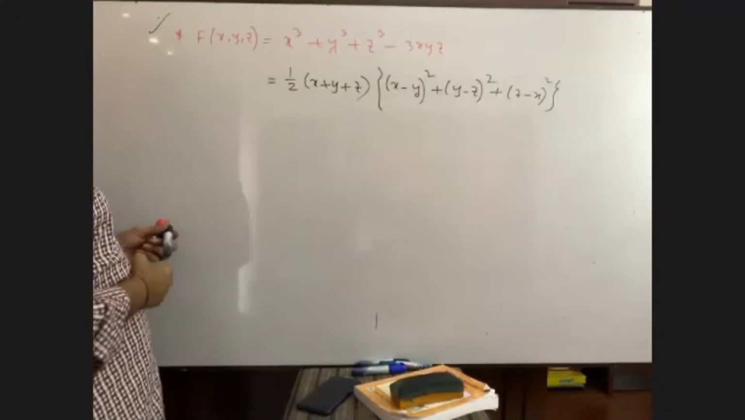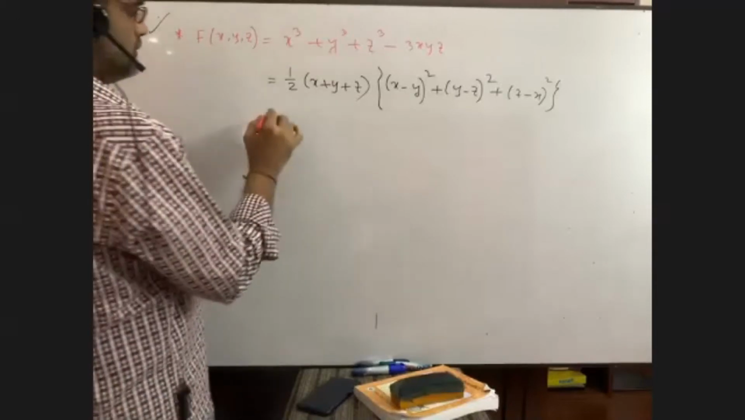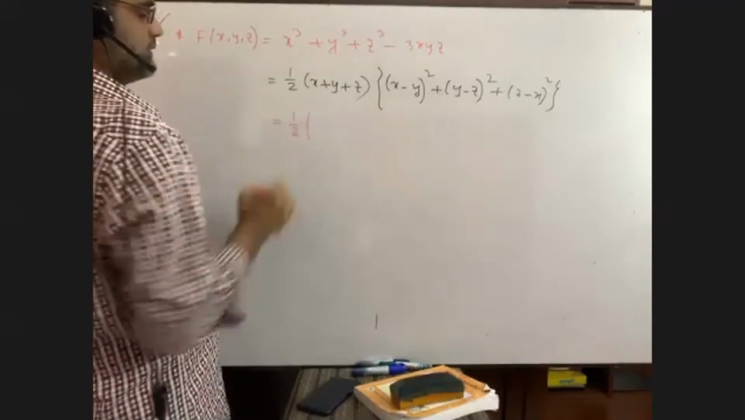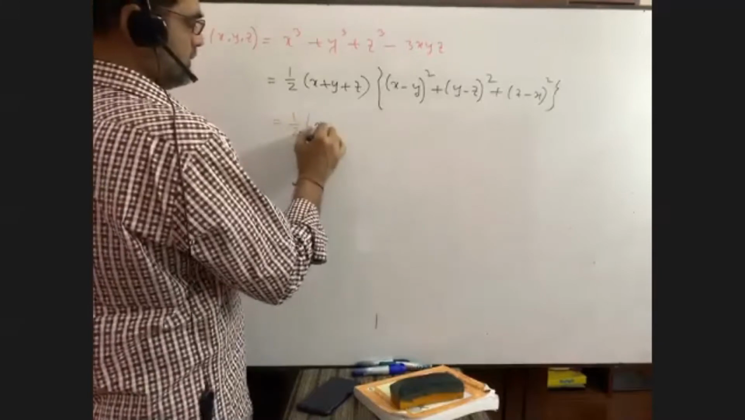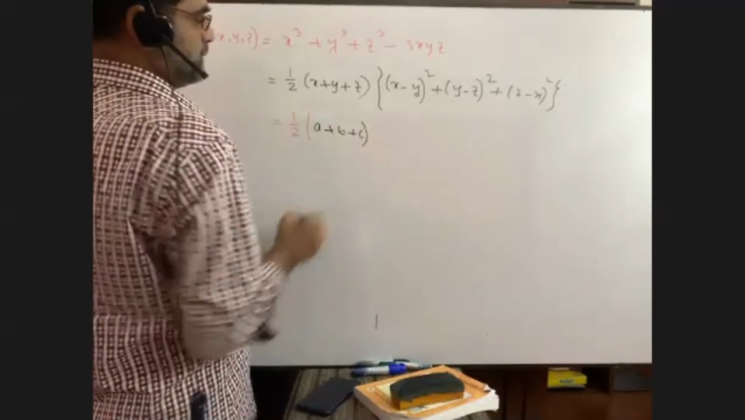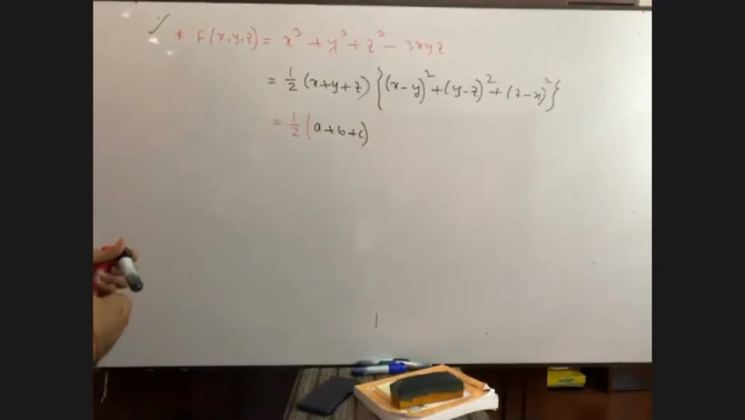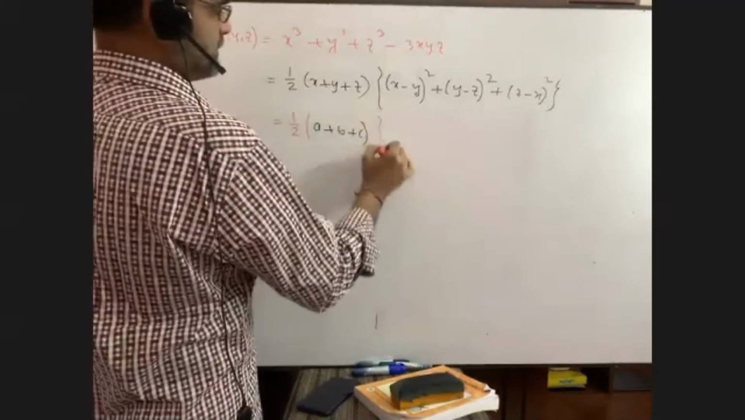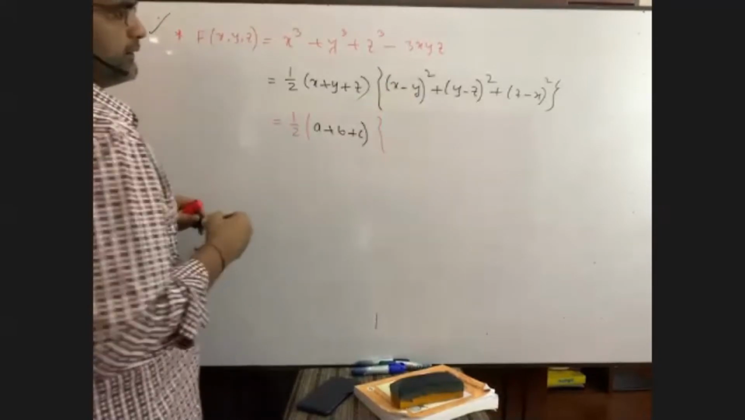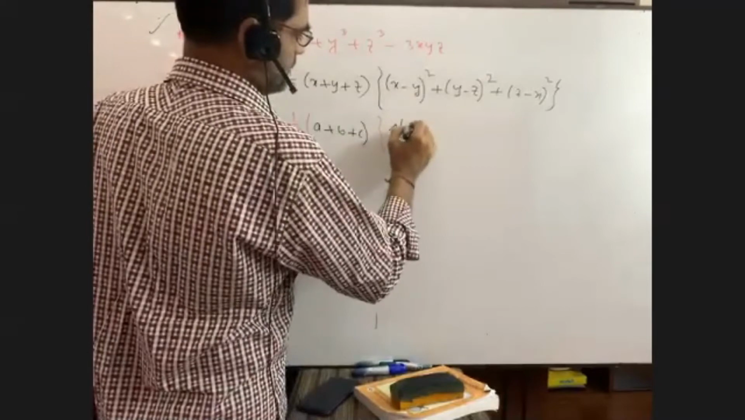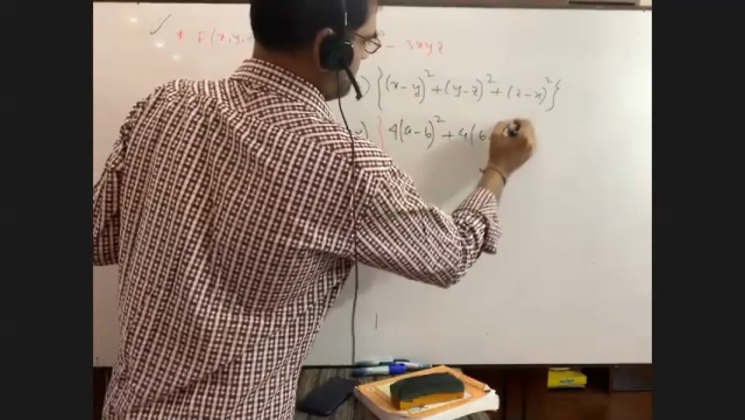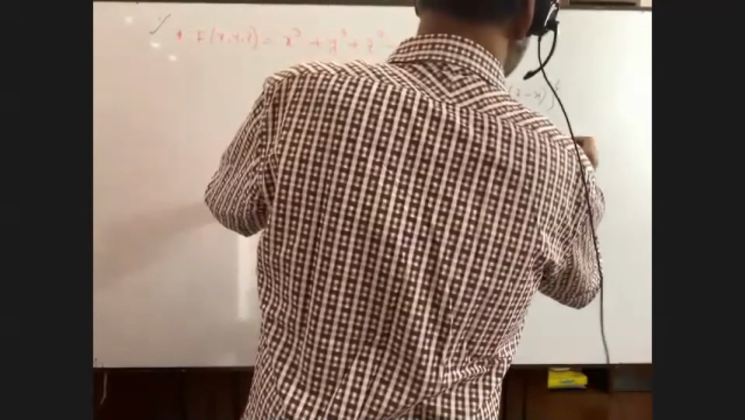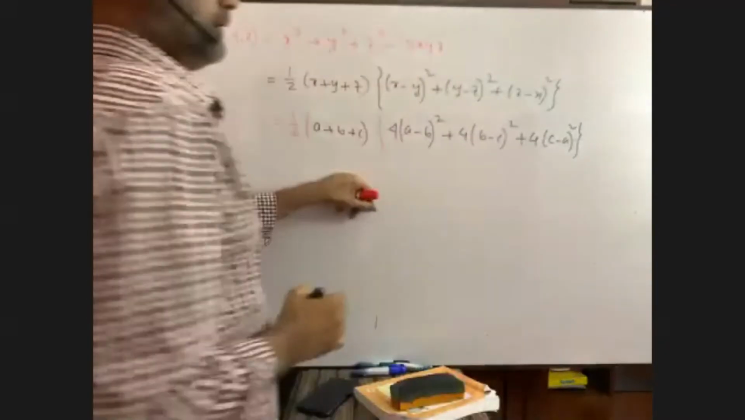Right? Now you put the value. What is the value of x plus y plus z? A plus b plus c. Then what is the value of x minus y whole square? So 4 into a minus b whole square, 4 into b minus c whole square, and here 4 into c minus a whole square. Is it?